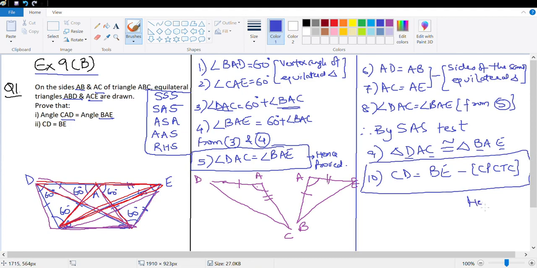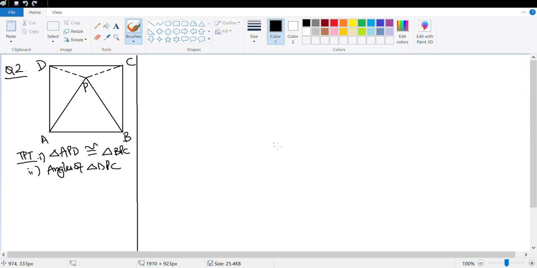So hence, I hope you realize drawing a rough diagram helps immensely, and writing down all the information that you have works. Let's look at the next question. The next question that we do is question number 2. In the following diagram, ABCD is a square.